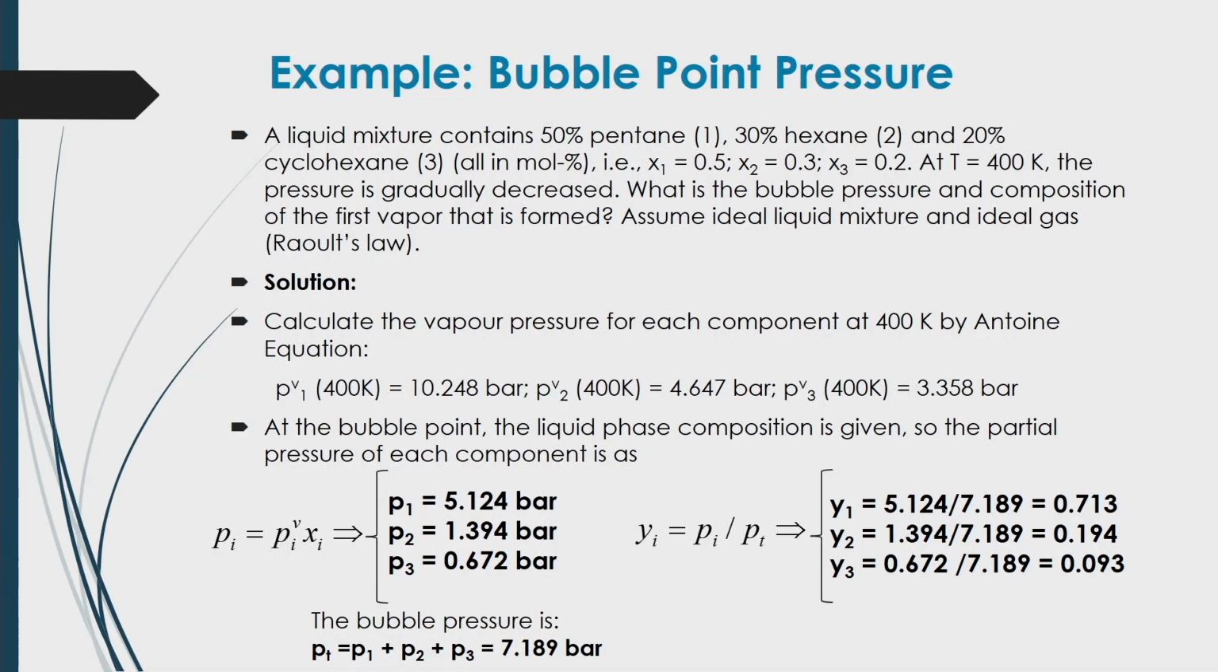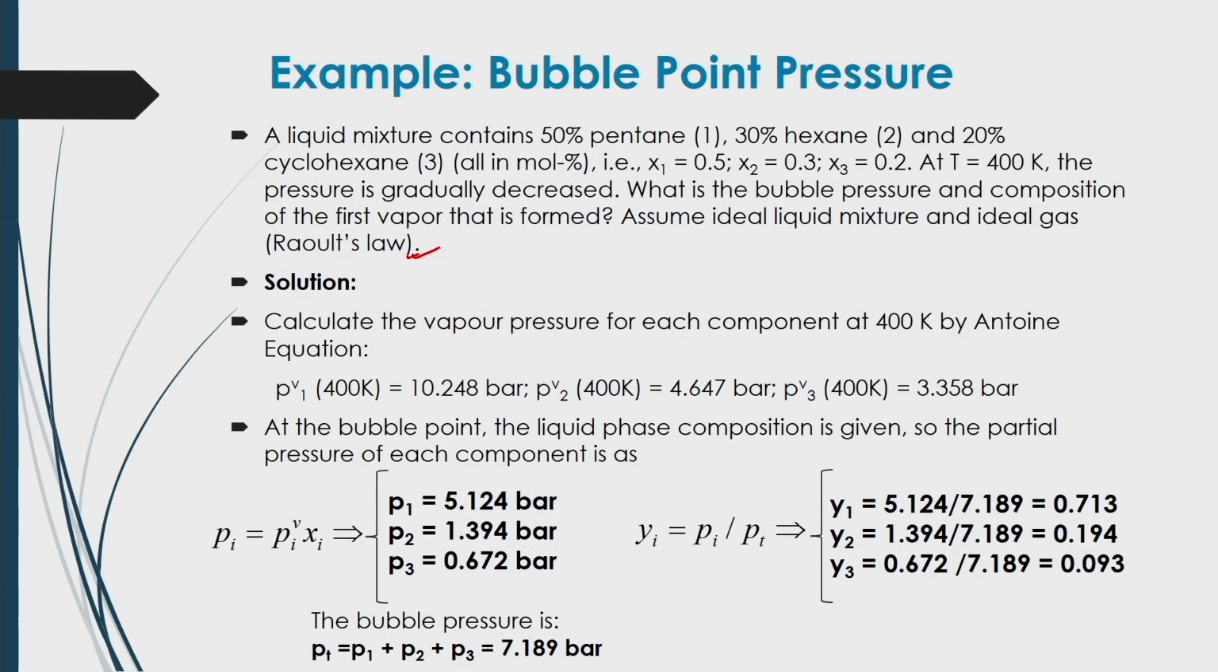Now, in this case you will see a liquid mixture that contains 50% pentane, 30% hexane and the remaining 20% cyclohexane, all in mole percent, that is x1 is equal to 0.5, x2 is equal to 0.3, x3 is equal to 0.2. Now, at a temperature of 400 K, the pressure is gradually decreased. What is the bubble pressure and composition of the first vapor that is formed there? Assume an ideal liquid mixture and ideal gas, so it will follow Raoult's law.